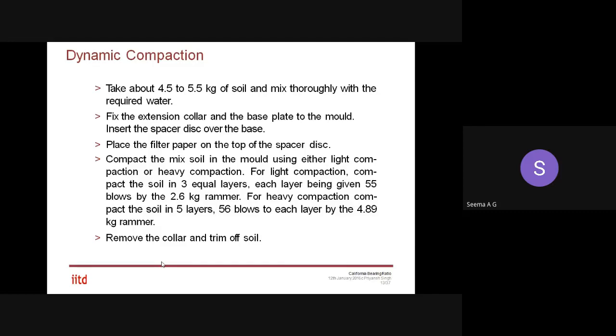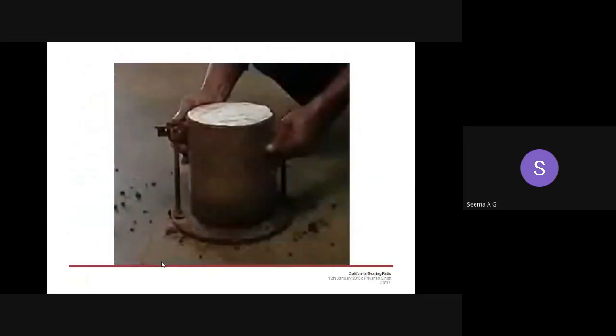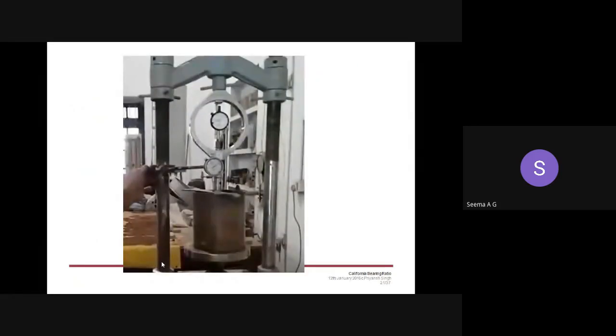If you want, you can measure the swelling also, by giving an attachment. And then the entire assembly is placed in the water. Then after 4 days, the assembly is taken out. Then excess water is wiped off. Then that is taken for penetration testing. Filter paper is placed in inverted position. Then after soaking, it is taken to the penetration testing machine or CBR testing machine.